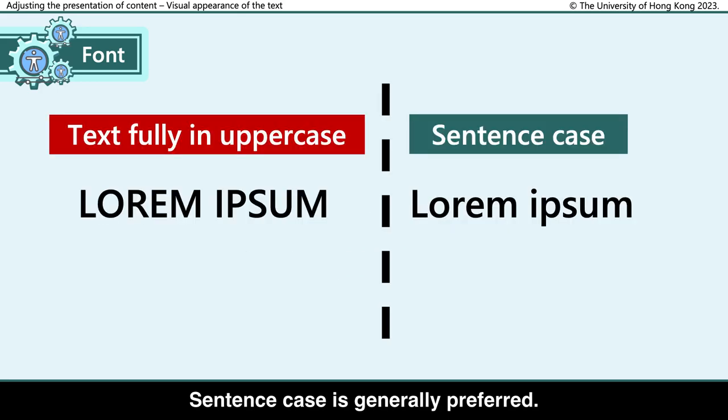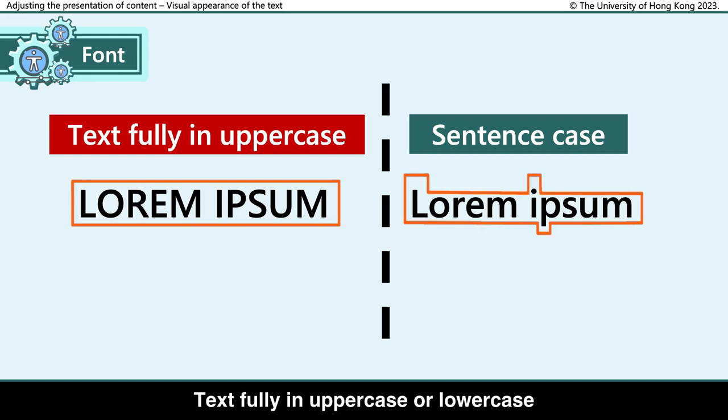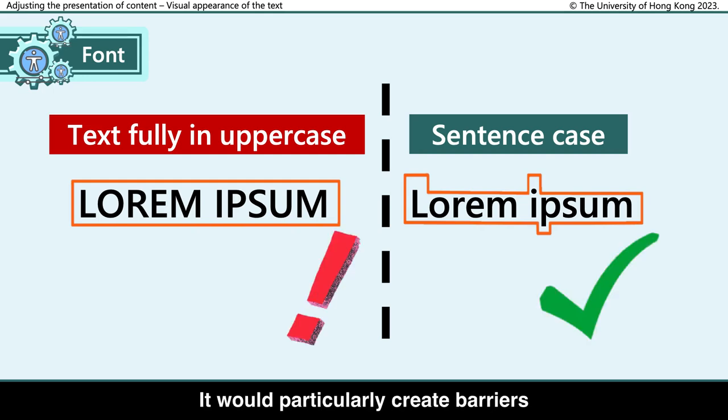Sentence case is generally preferred. Avoid using uppercase or lowercase letters for the whole piece of continuous text. Text fully in uppercase or lowercase may show no differences in the shapes of texts. All the texts may visually appear like a single rectangle. It would particularly create barriers to some people with visual impairment and some people with reading disabilities.